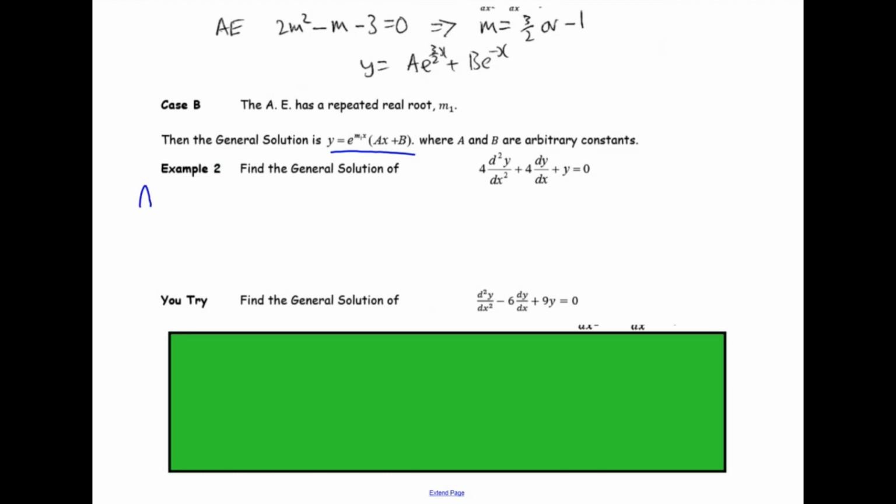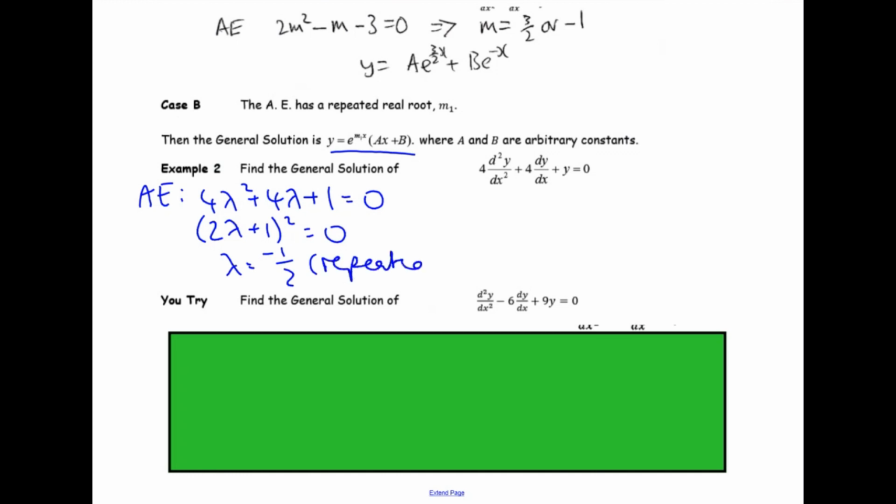So for this one, if we write down the auxiliary equation, you get 4 lambda squared plus 4 lambda plus 1, which if you solve this, you get lambda is minus ½ as a repeated root. That means that your general solution to this equation is e to the minus ½ x times ax plus b, because it doesn't make sense to put a e to the minus half x plus b e to the minus half x. Because they're the same, you just combine those together. Okay. And again, you just accept that this does work.